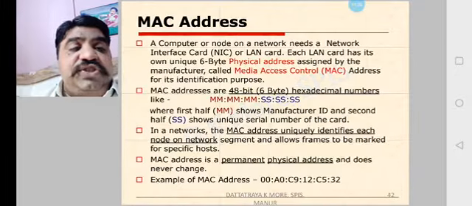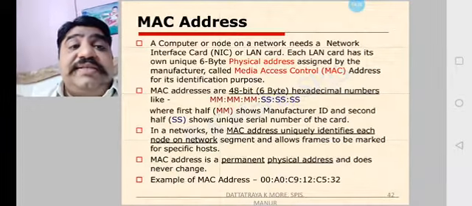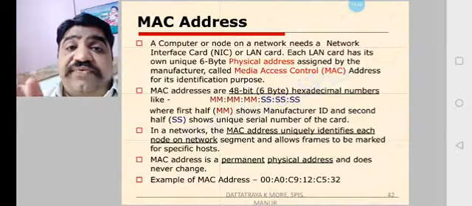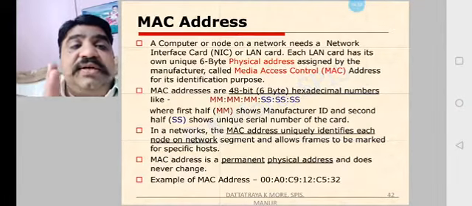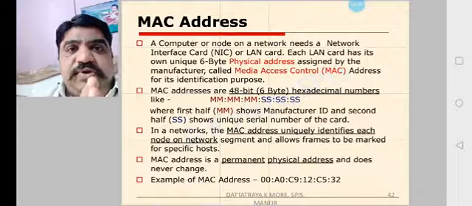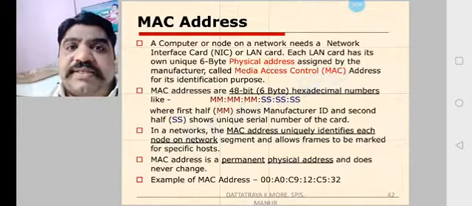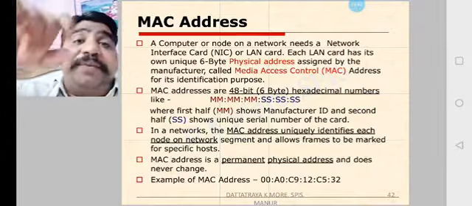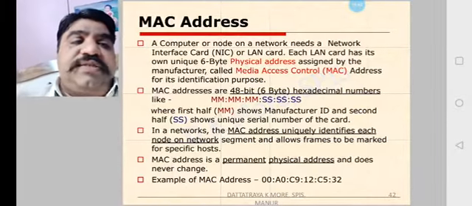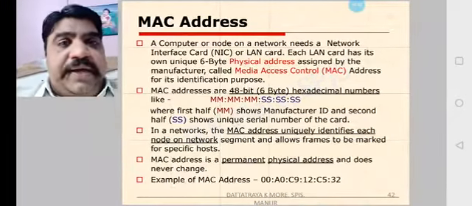This address is given by the manufacturer at that time. A MAC address is a permanent physical address and never changes. An example of a MAC address is 00:A0:C9:12:C5:32, in 6 pairs of 2 digits and letters mixed, separated by colons. So there are 6 pairs in a MAC address.